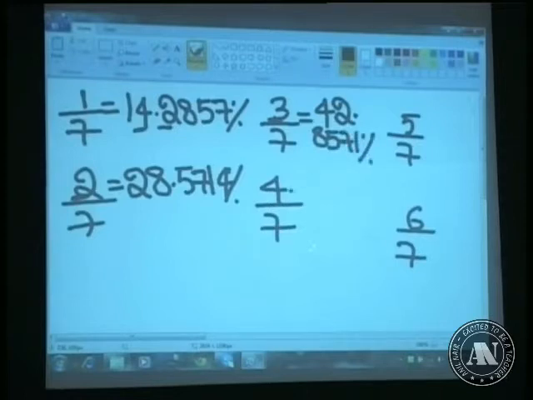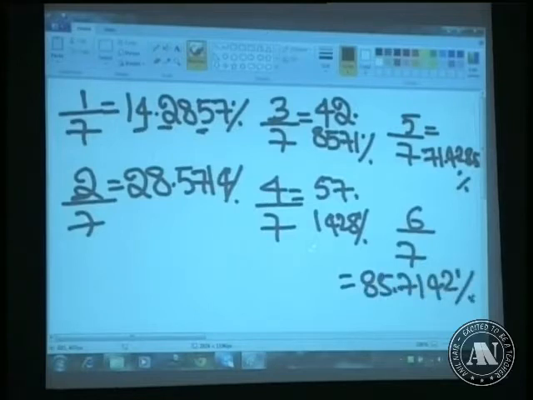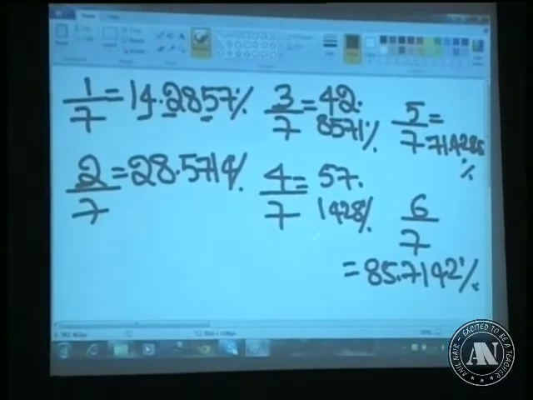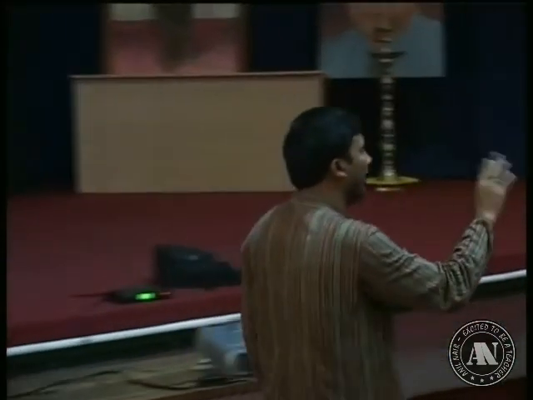Tell me the answer for 4 by 7. 4 tens are 40. 7 goes how many times? 5 times. Answer will be 57.1428. Tell me the answer for 5 by 7. 71.4285. 6 by 7. 85.7142. Write down in the way you understood it. Once you are comfortable, it's a very famous Fermat theorem. If p is a prime number, 1 by p is a recurring decimal with a factor of p minus 1.